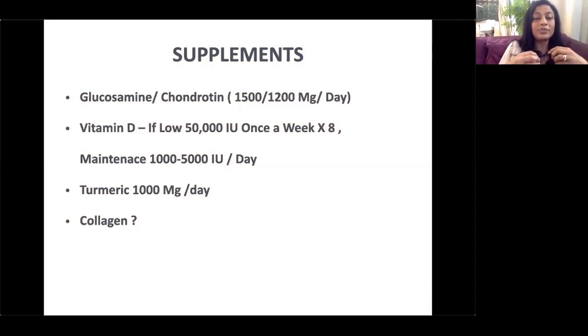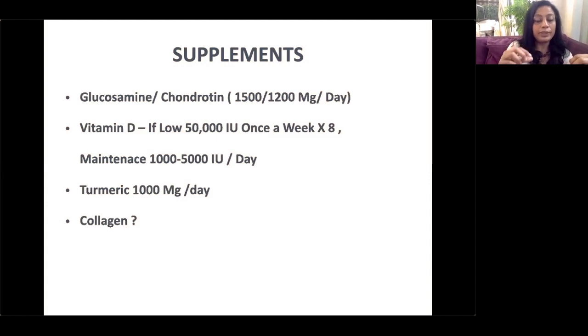Vitamin D in doses of 50,000 once a week, because vitamin D is really important to strengthen the muscle of the thigh, and this helps to stabilize the knee. But do not take it if your vitamin D levels are normal. So take a short course, once a week for 8 to 12 weeks, and then follow it up with a maintenance dose of anywhere between 1,000 to 5,000 IU per day.